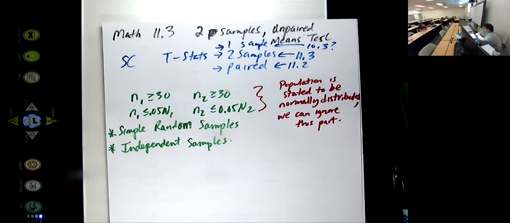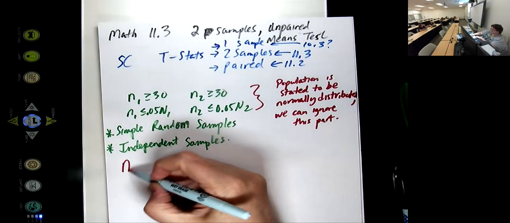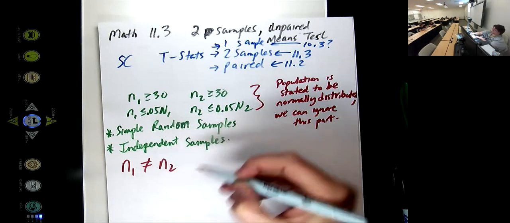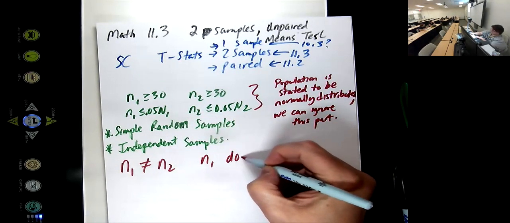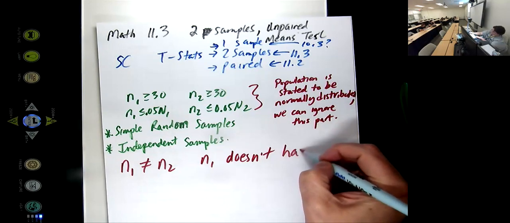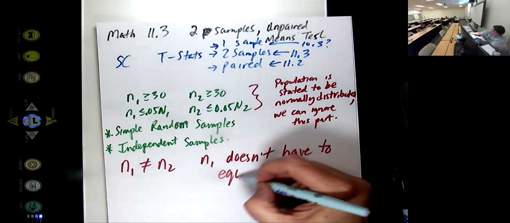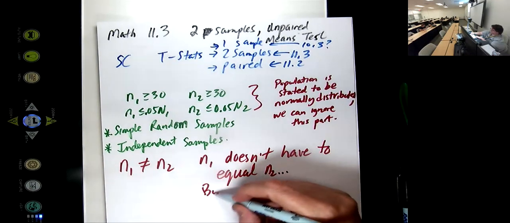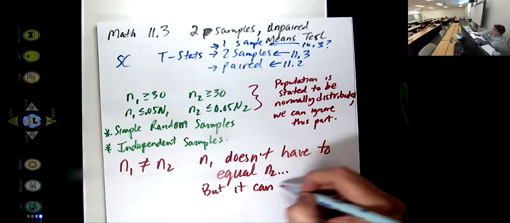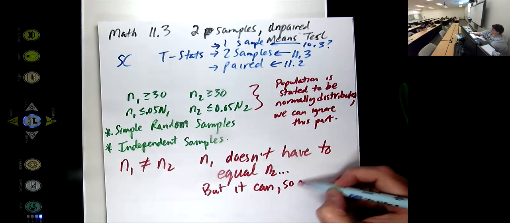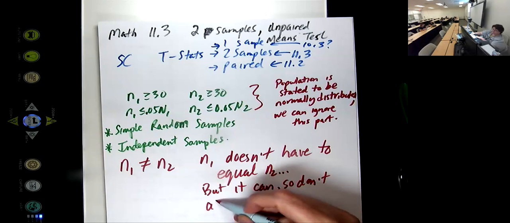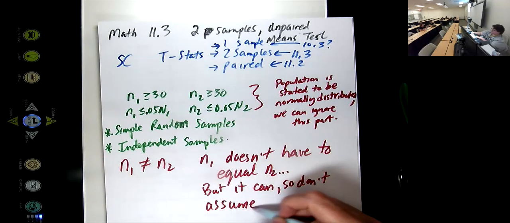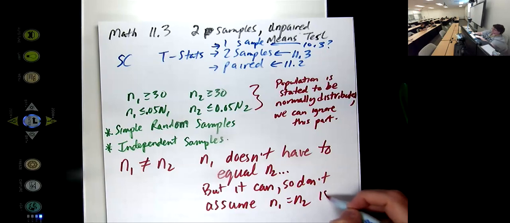Where the paired sampling required them to come in pairs and thus N1 had to equal N2. In this one, N1 does not have to equal N2. But it can. So don't assume N1 equaling N2 is a paired setup.